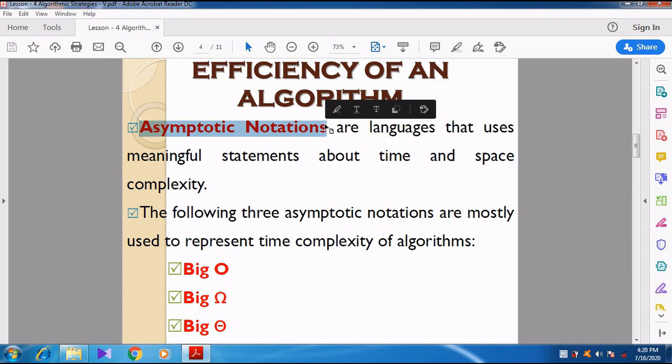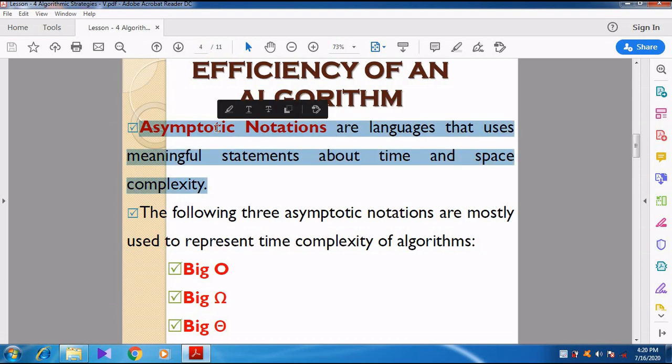This is a mathematical tool that is used to represent time complexity and space complexity. Here in your book it is given in the first point: asymptotic notations are the language that uses meaningful statements about time and space complexity. So how does asymptotic notation find the time and space complexity? That is what we are going to see.